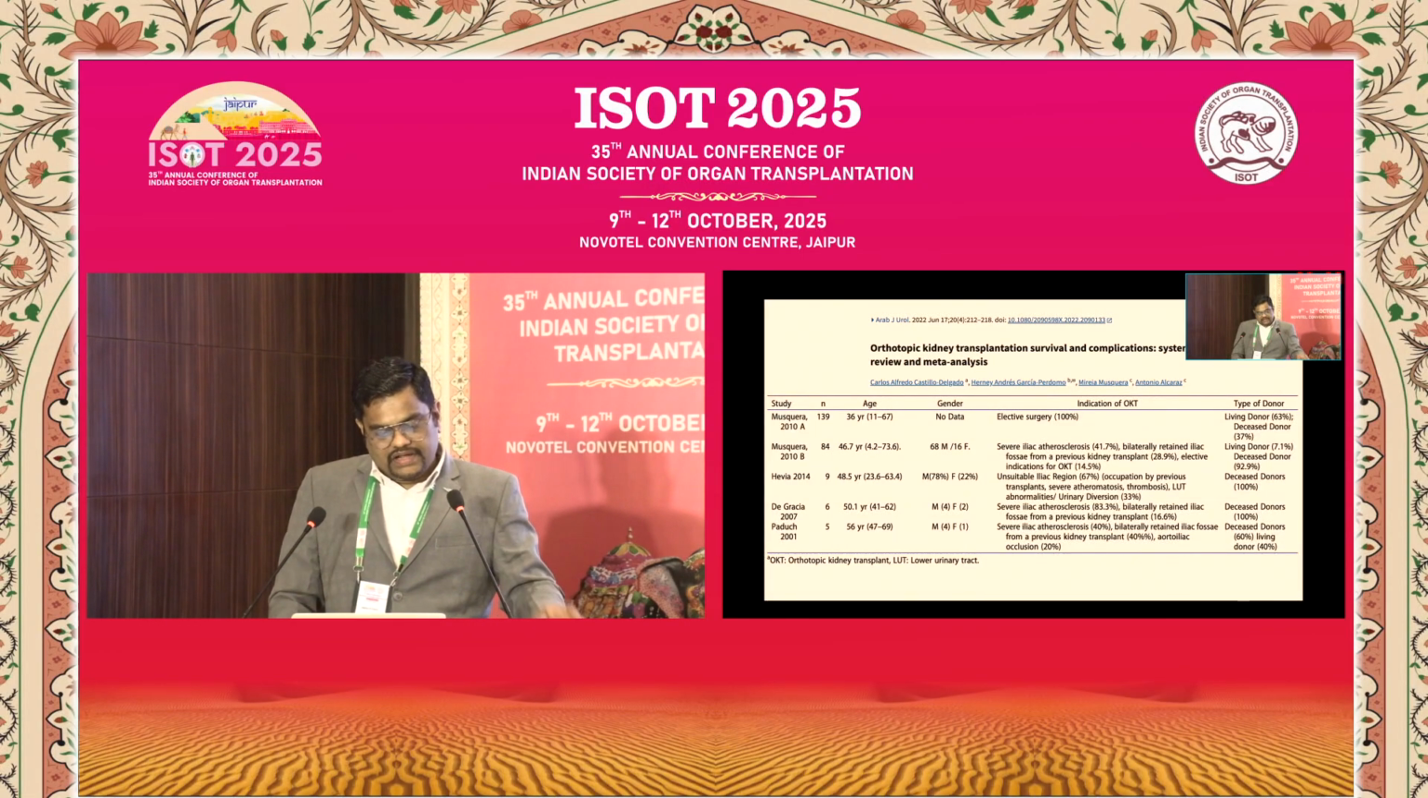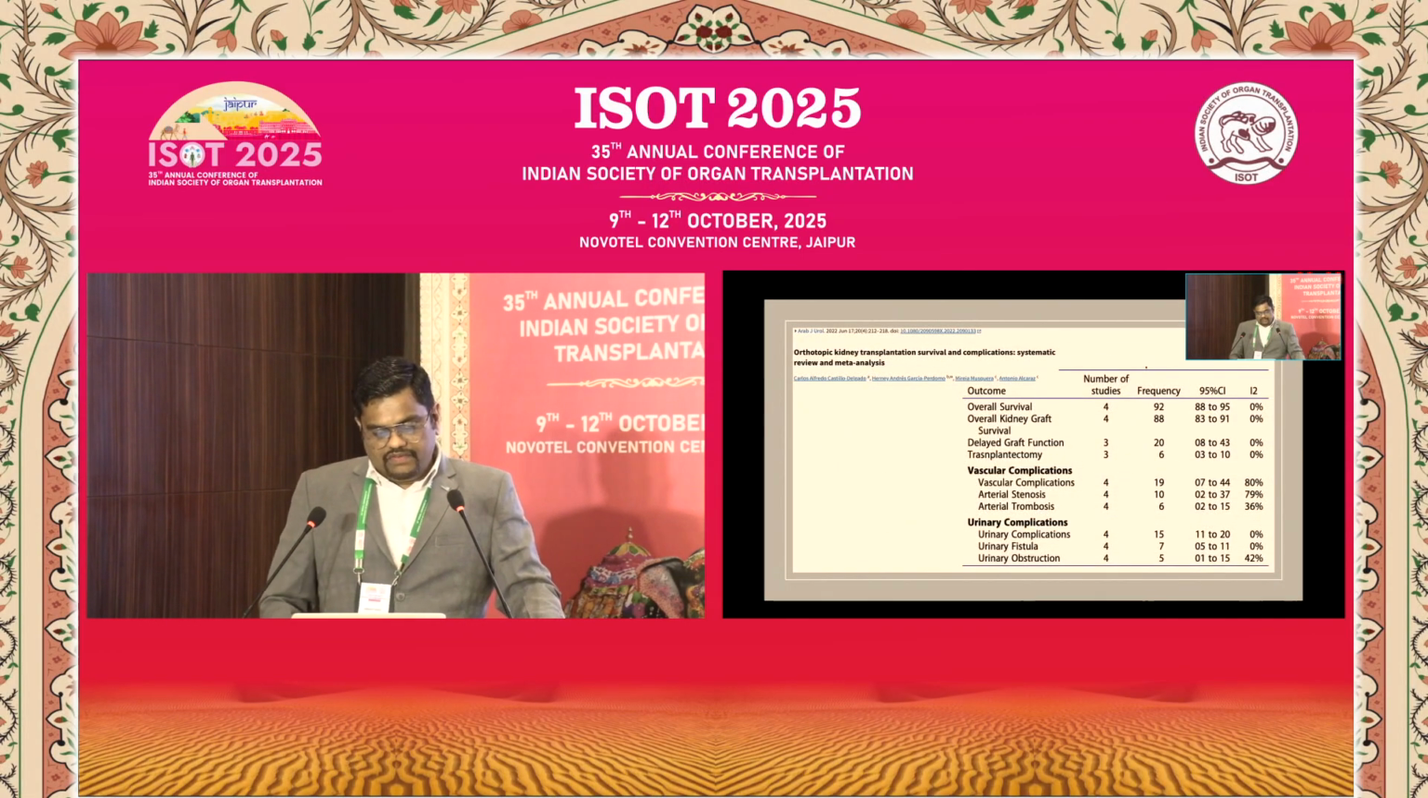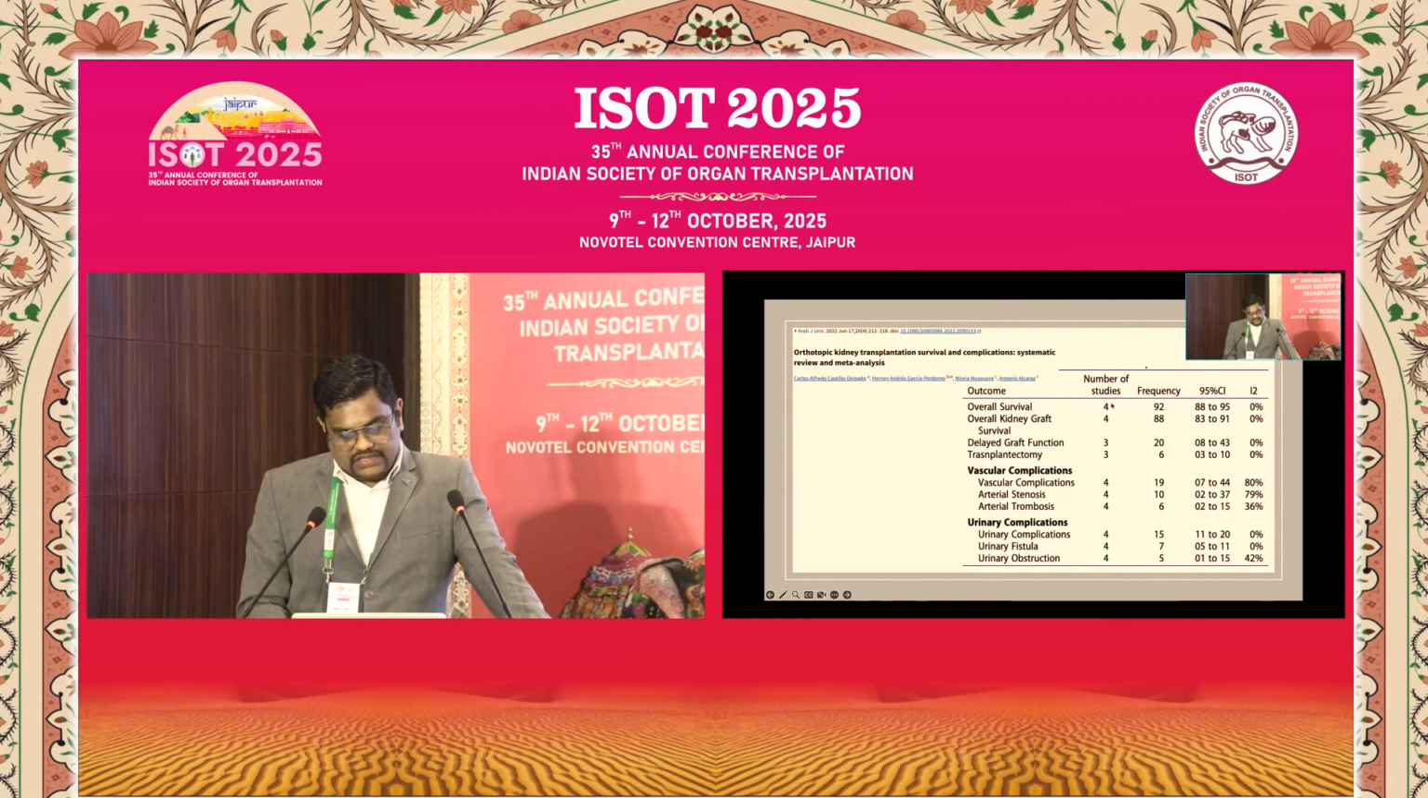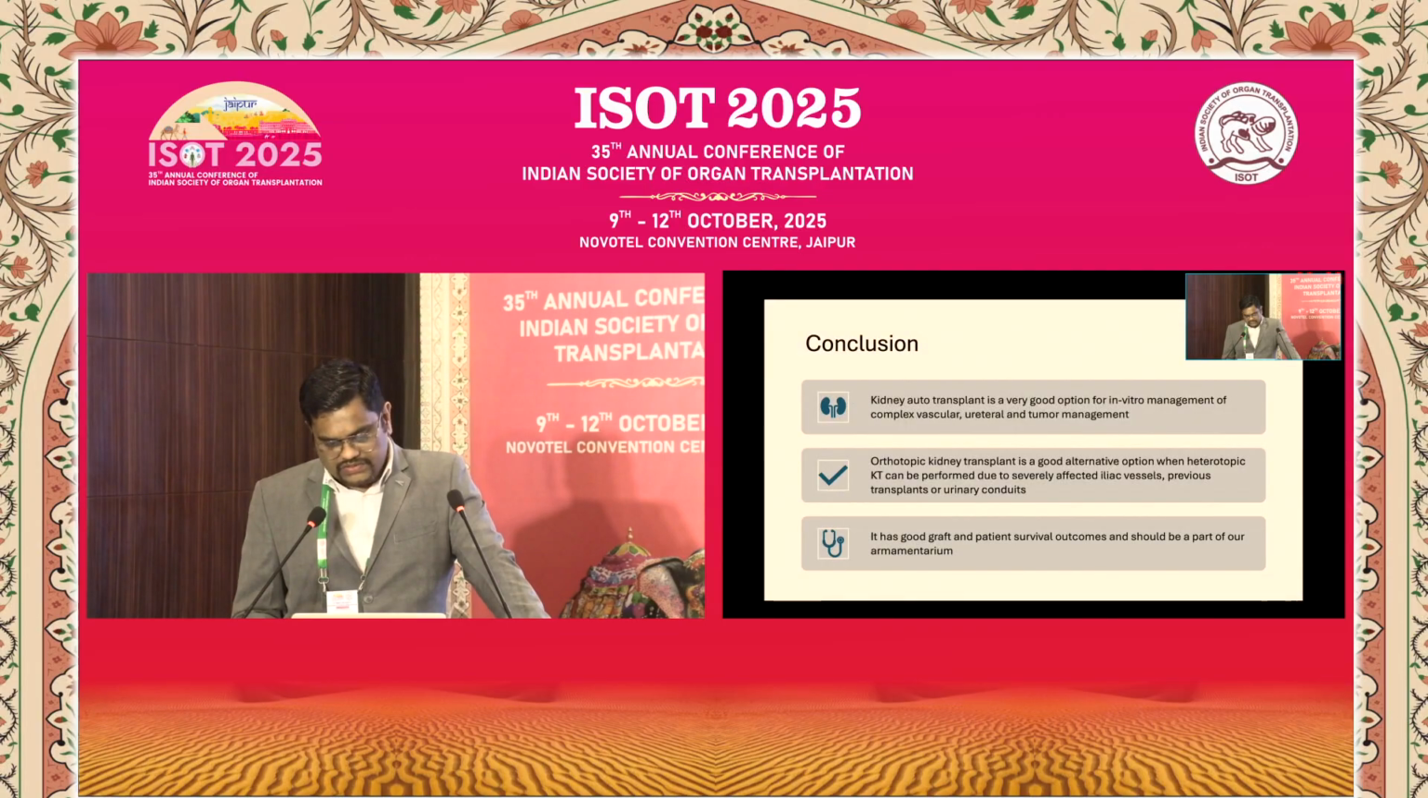This is again a meta-analysis which shows that it can be very well done, but these are the complications that they had. Vascular complication was 19, and urinary complication was 52. But if you see, the overall survival was 88 to 95, and the graft survival was 83 to 90. So anywhere from 80 to 90 was the graft survival.